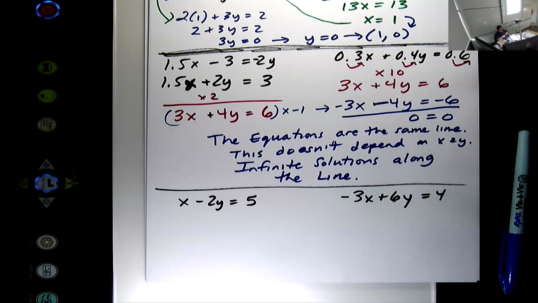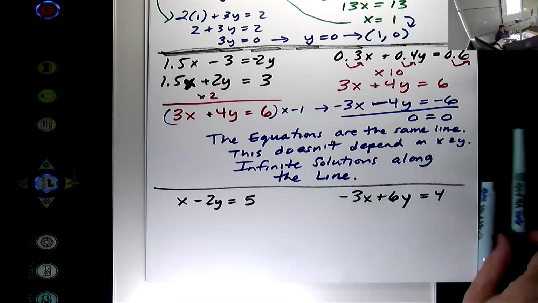Let's do this together. Let's pick a variable to eliminate. What variable do you want to eliminate? x. Why, Jackie? Just x by itself. That's a good reason. That is an excellent reason. Let's get rid of x.